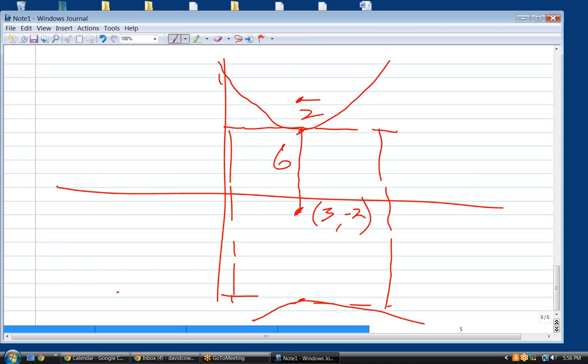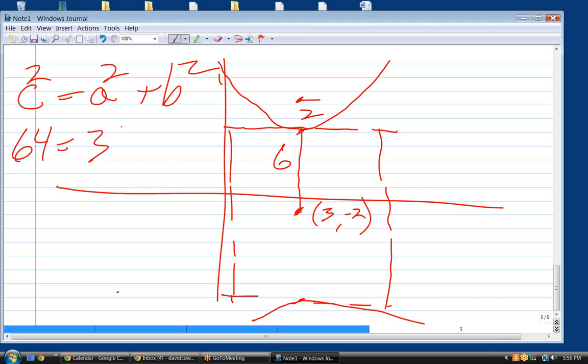And we can figure out b, because we know that c squared equals a squared plus b squared. Well, c is 8, so we have 64 equals 36 plus b squared. B is going to be the square root of 28, which is 2 root 7. Okay. So I have my equation.